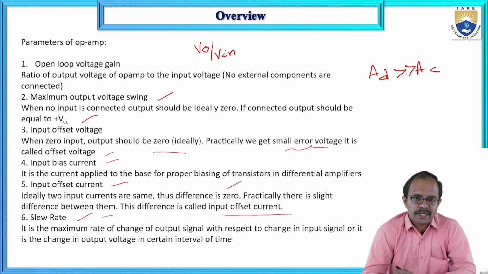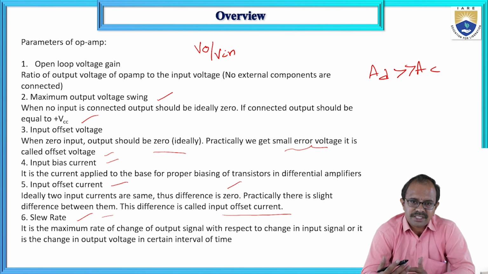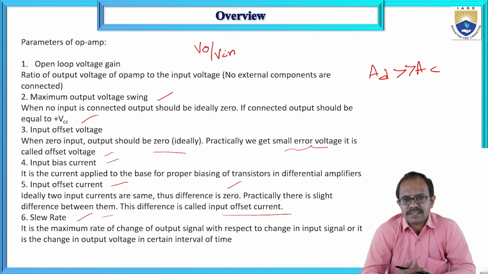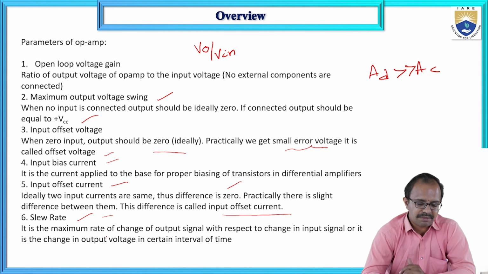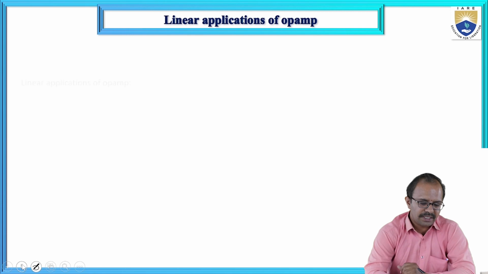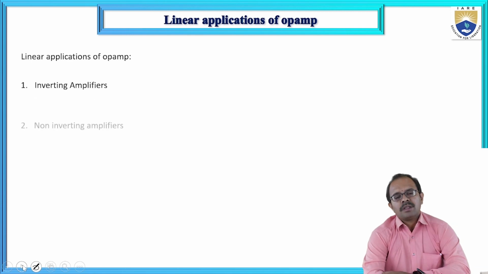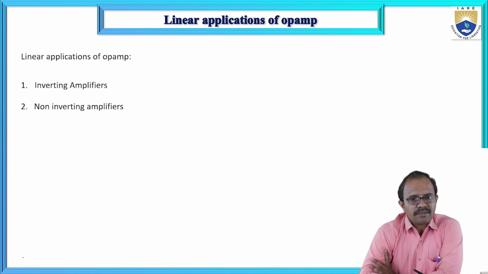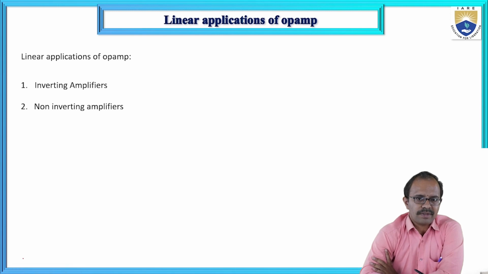Similarly, what is the slew rate here? This is nothing but the rate of change of output voltage for a fractional change in your input voltage. So we have seen maximum rate of change of output signal with respect to the change in input signal is called the slew rate. So these are the parameters of IC741 operational amplifier.